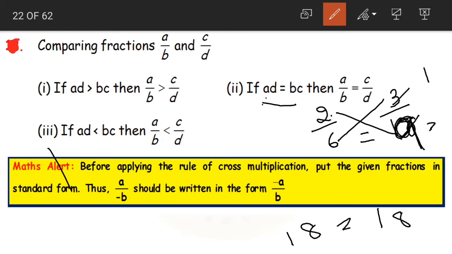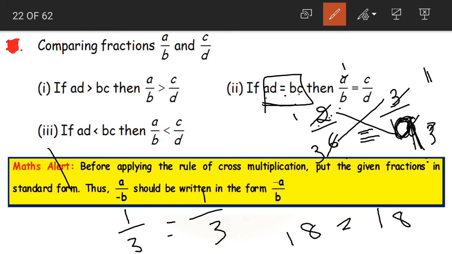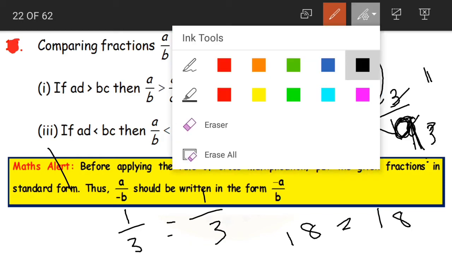So what is the conclusion for AD equals BC, students? It is that A by B is equal to C by D. 2 by 6 is equal to 3 by 9. And it is true. Why? Because the simplified forms of these two fractions will become what? 2 1s are 2 and 2 3s are 6. And for 3 by 9, 3 1s are 3 and 3 3s are 9. We get 1 by 3. Both are equivalent fractions of 1 by 3. So 1 by 3 is equal to 1 by 3. Now as AD is equal to BC, we concluded that A by B is equal to C by D.